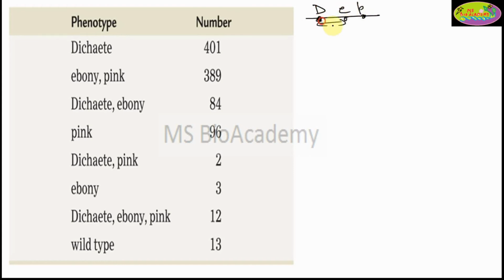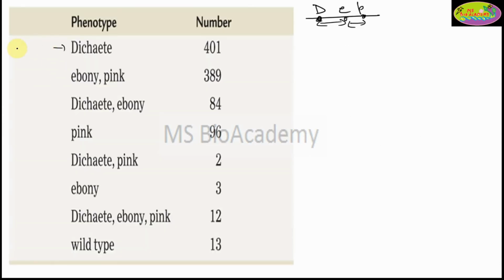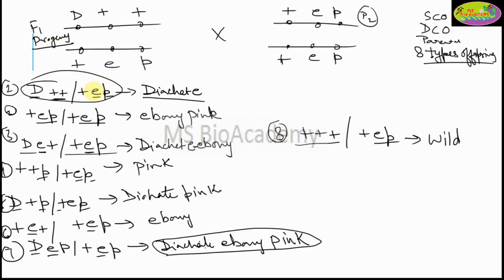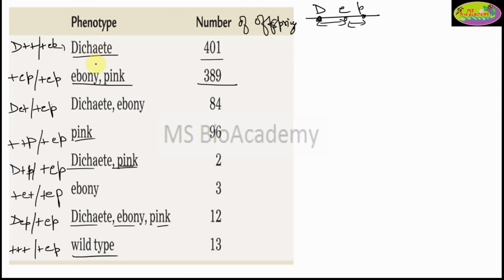So they have asked what is the distance between each of these genes and what is the sequence in which they are arranged, whether it is DEP or DPE or PED. So that we have to first find out with this particular data of the offsprings which they have given with the different phenotypes. So we know for the dihybrid what could be the offsprings. I have just discussed the offspring with this particular genotype. So it will be D plus plus slash plus E P. All right, this is what we have selected. So you can write down all these genotypes over here.